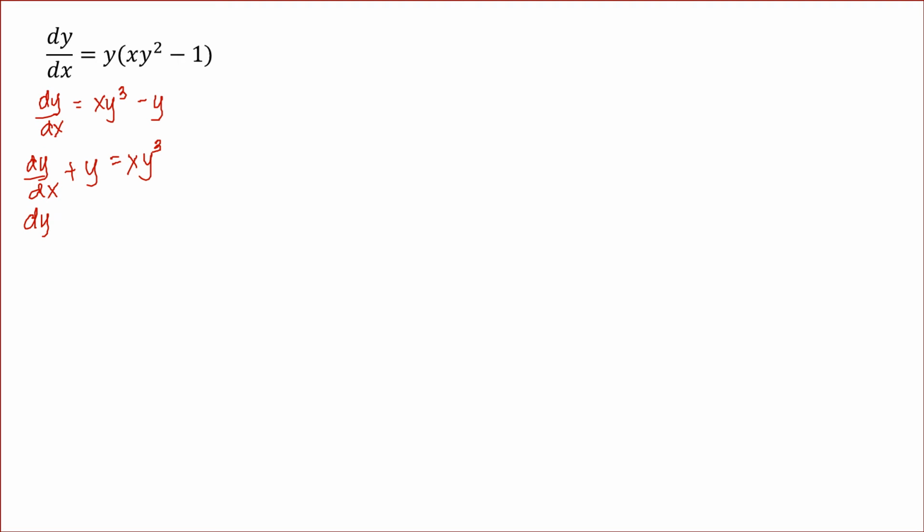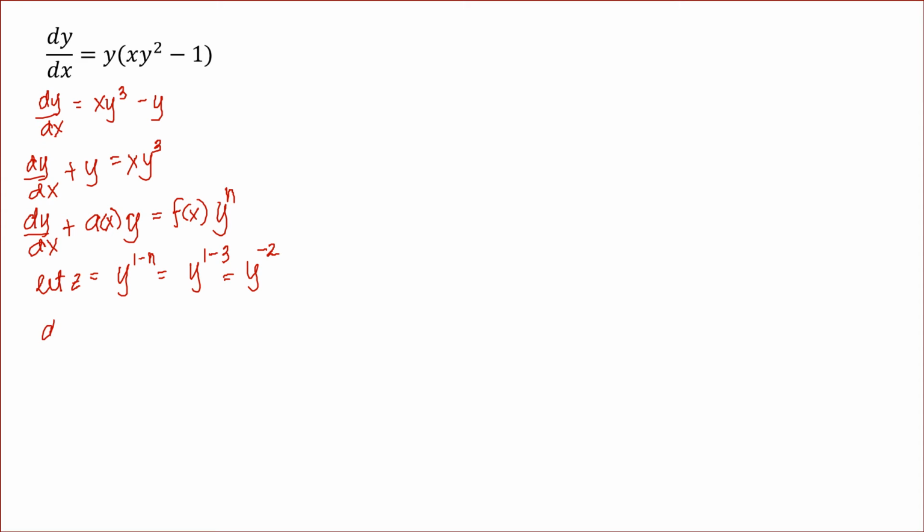You notice that it is not linear because it has a y term on the right side, which takes the form dy/dx + a(x)y = f(x)y^n, and in this case n is 3. So we let z = y^(1-n) = y^(1-3) = y^(-2). So dz = -2y^(-3) dy.